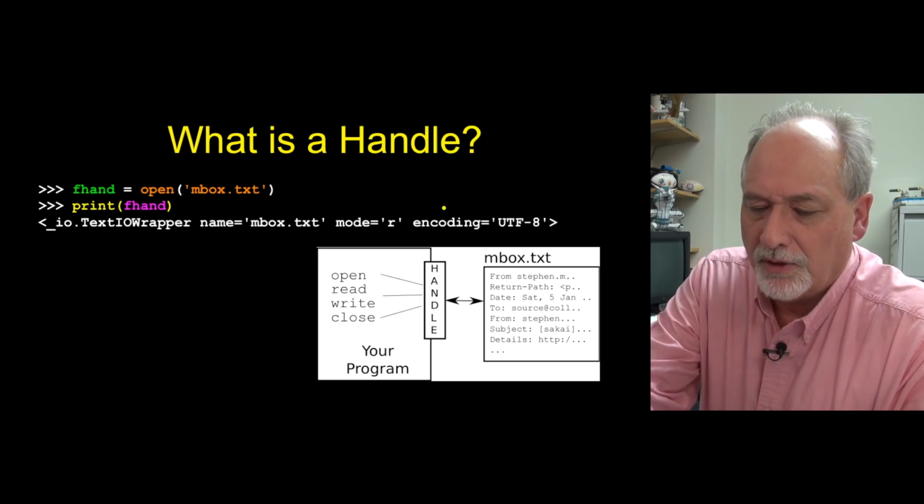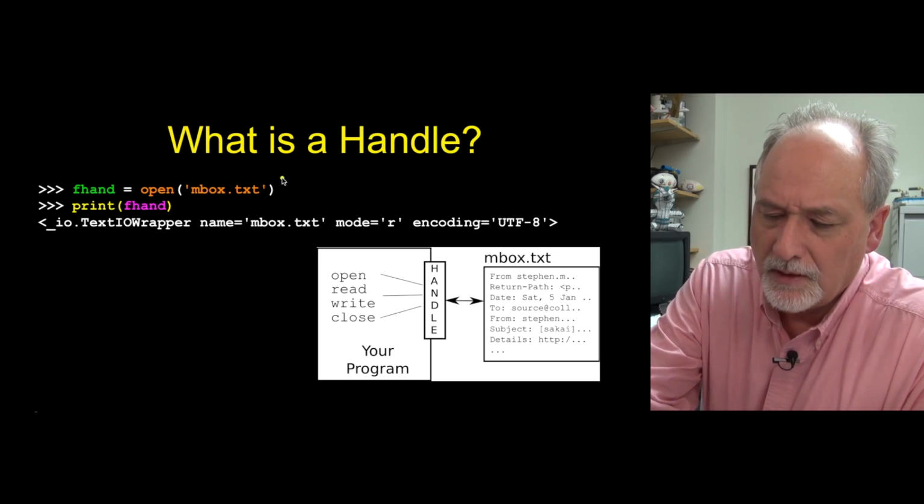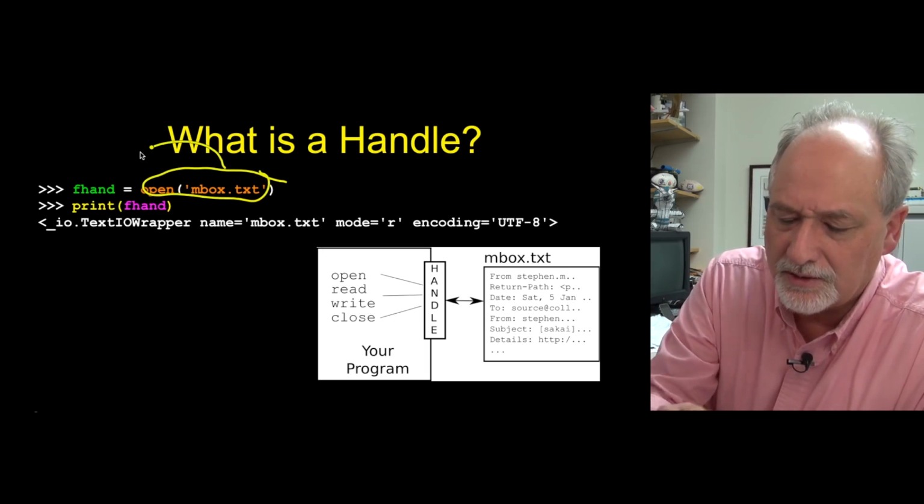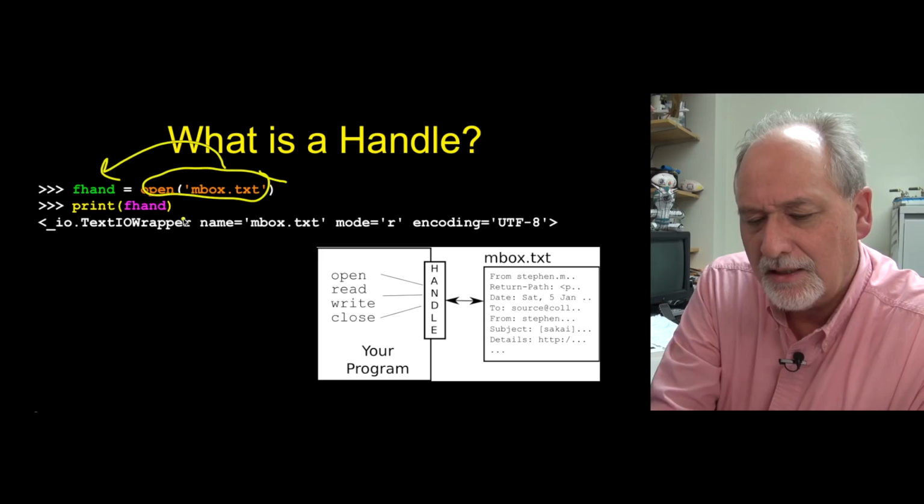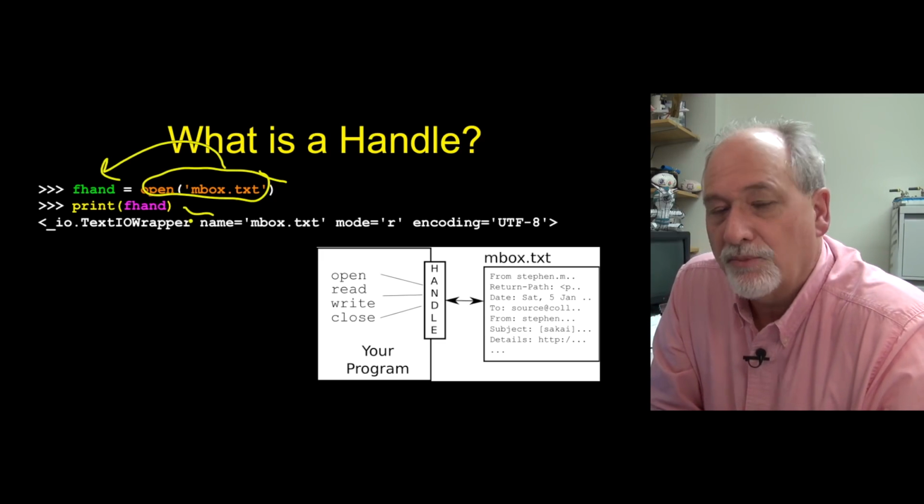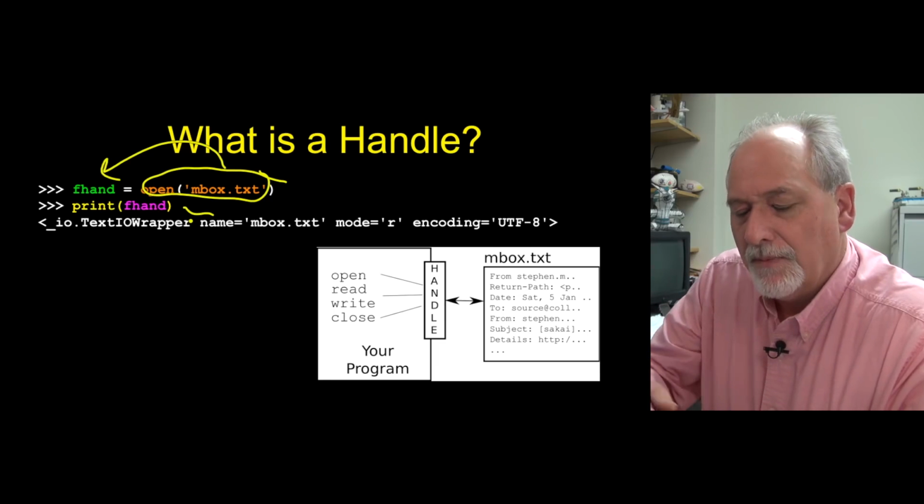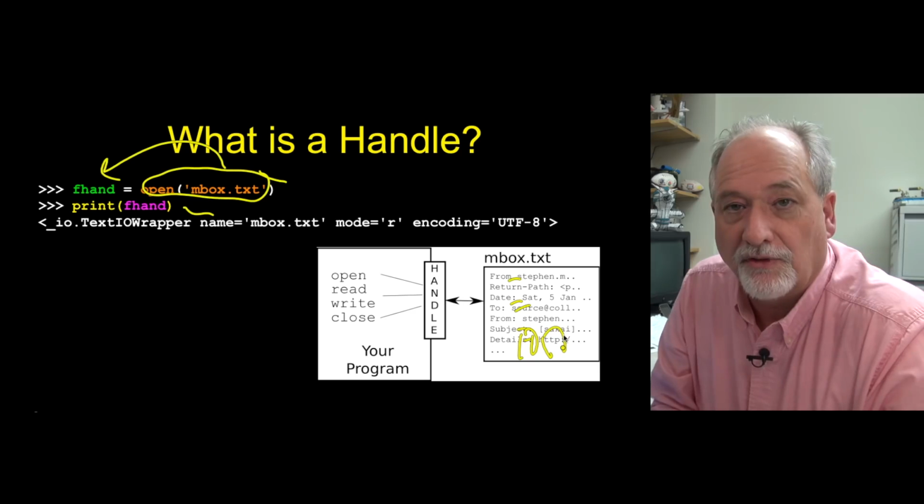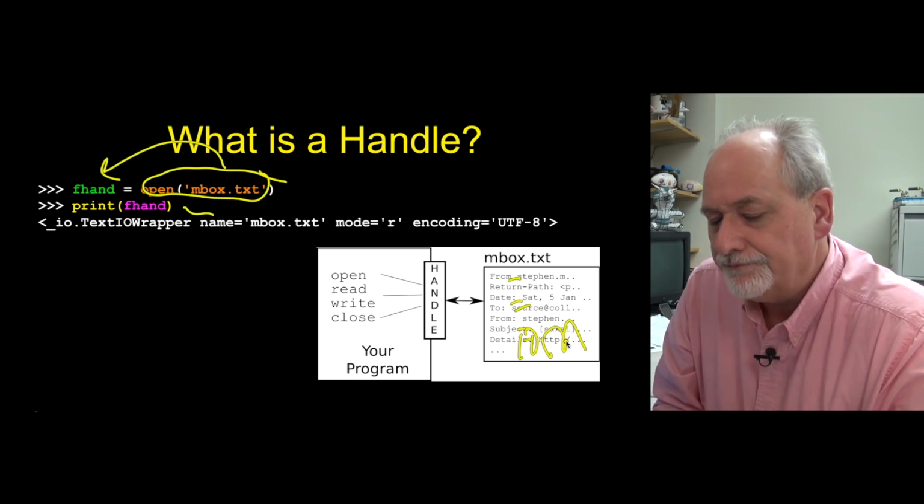In interactive mode, we'll open mbox.txt, and that is a function built into Python, and then it gives us back a handle. It does not give the data. You can kind of see this when we print out the file handle using the print statement. It doesn't print the lines that are in the file. The lines that are in the file are sort of out there. There could be like 10 million lines for all we know.